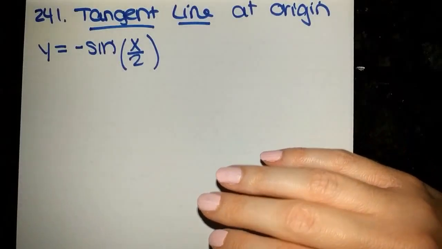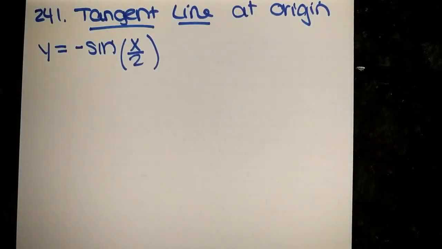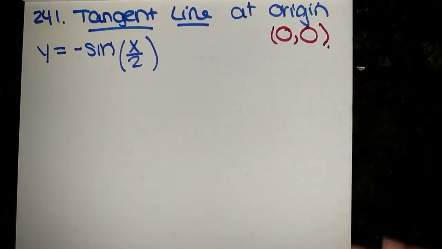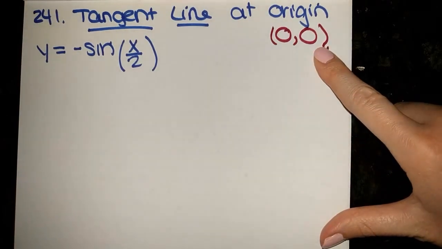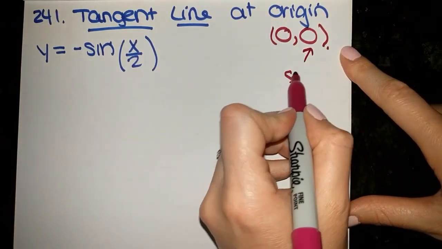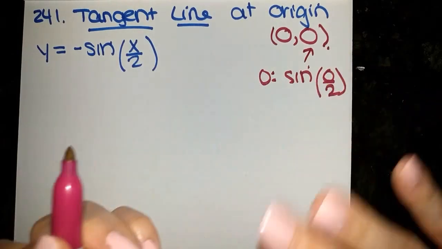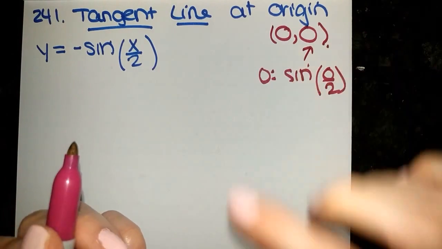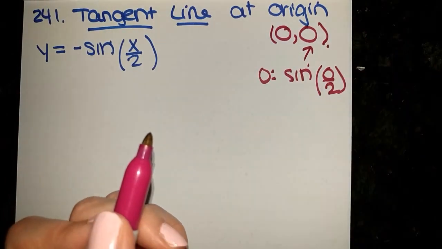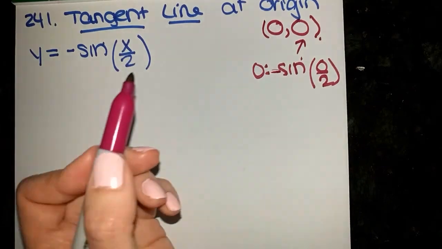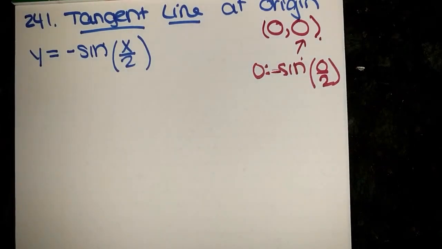Here we are asked to find the tangent line at the origin. The origin, of course, is the point (0, 0). In order to do this, I do want to mention one thing. It is definitely (0, 0), because if you look at sine of 0 over 2, that gives you 0. So when it says at the origin, technically you're starting with x equal to 0, then you plug 0 into the function, and whether it's negative or positive, that function value is going to become 0.